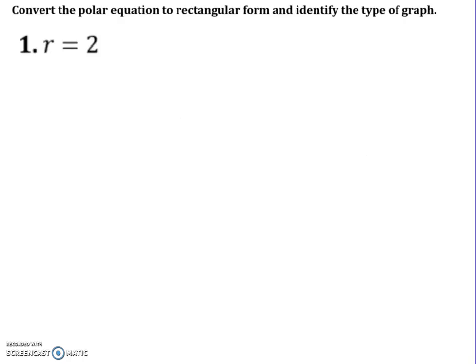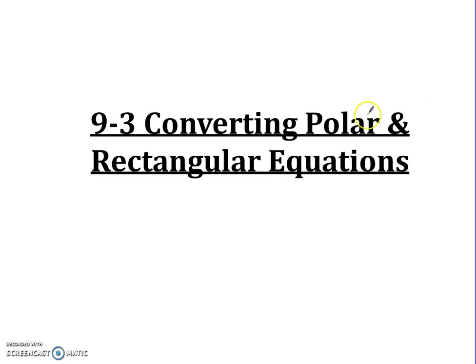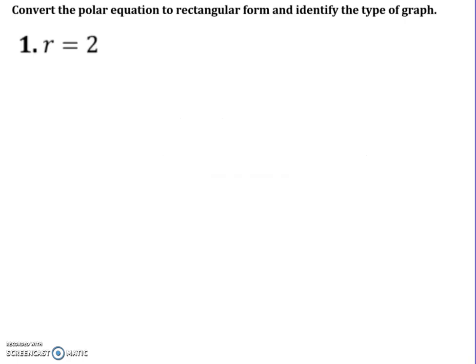Okay, here we go. Ready? What we're going to be doing is converting polar and rectangular equations. Yesterday you graphed points, or you went from a polar point to a rectangular point. Now we're going to equations. So convert the polar equation to rectangular form. For rectangular form, we've got x squared plus y squared is equal to r squared. We also have x equals r cosine theta and y equals r sine theta.